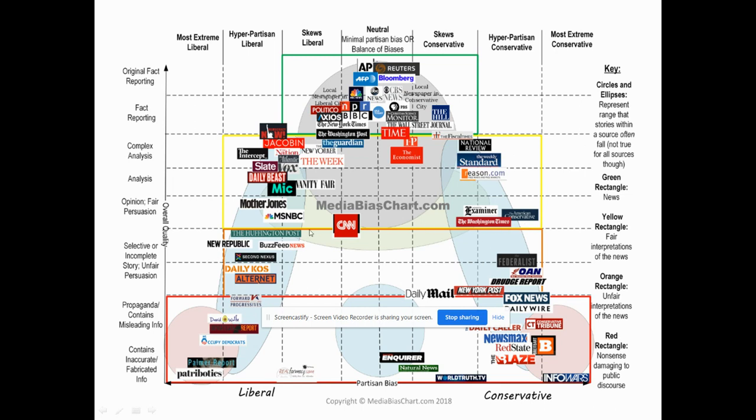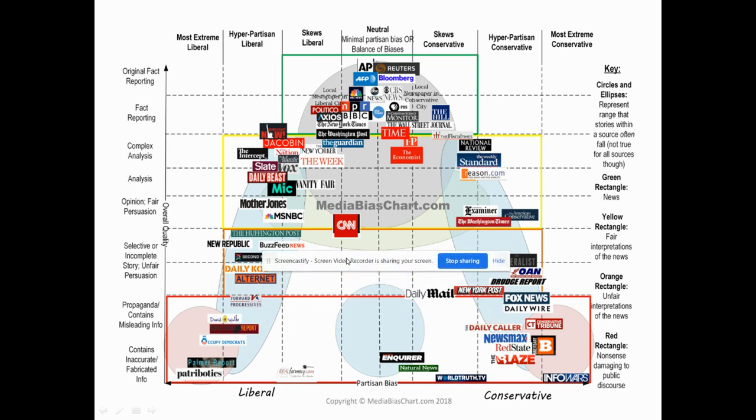When we get into the orange rectangle, this is unfair interpretations of the news. This is things like looking at the Huffington Post or the New York Post, Drudge Report. And then we get to the red, this is where we begin to see essentially information that's basically nonsense. And we see on the left, Patriot Voice, the Palmer Report, Occupy Democrats. On the right, InfoWars. If we look at the Breitbart News, the Conservative Tribune, Fox News kind of goes in between the orange and the red because they do have a news division that does give different interpretations of the news. Okay.